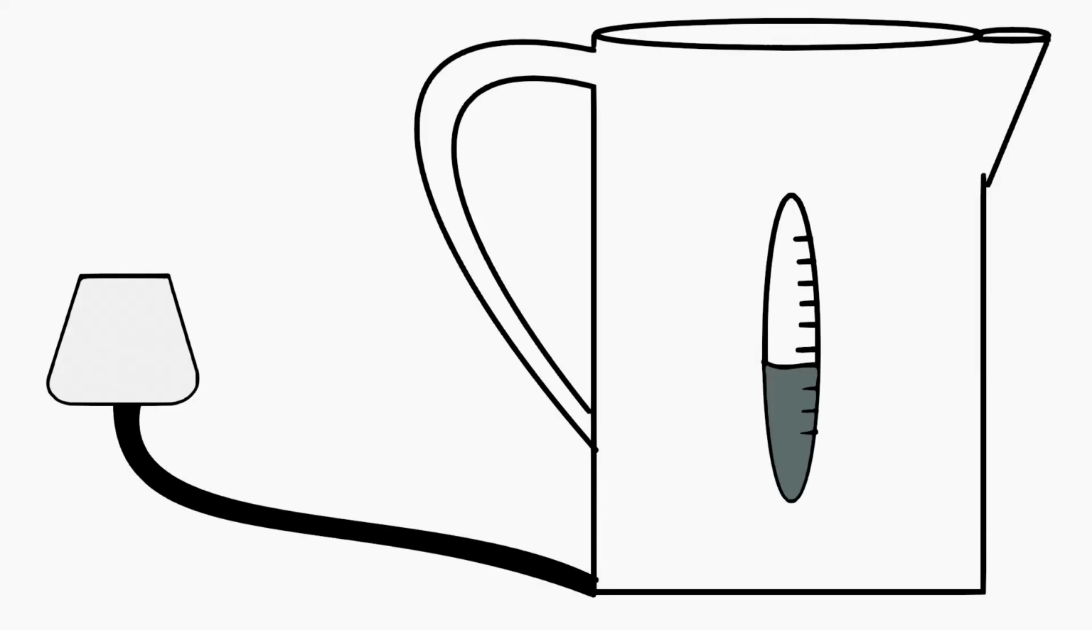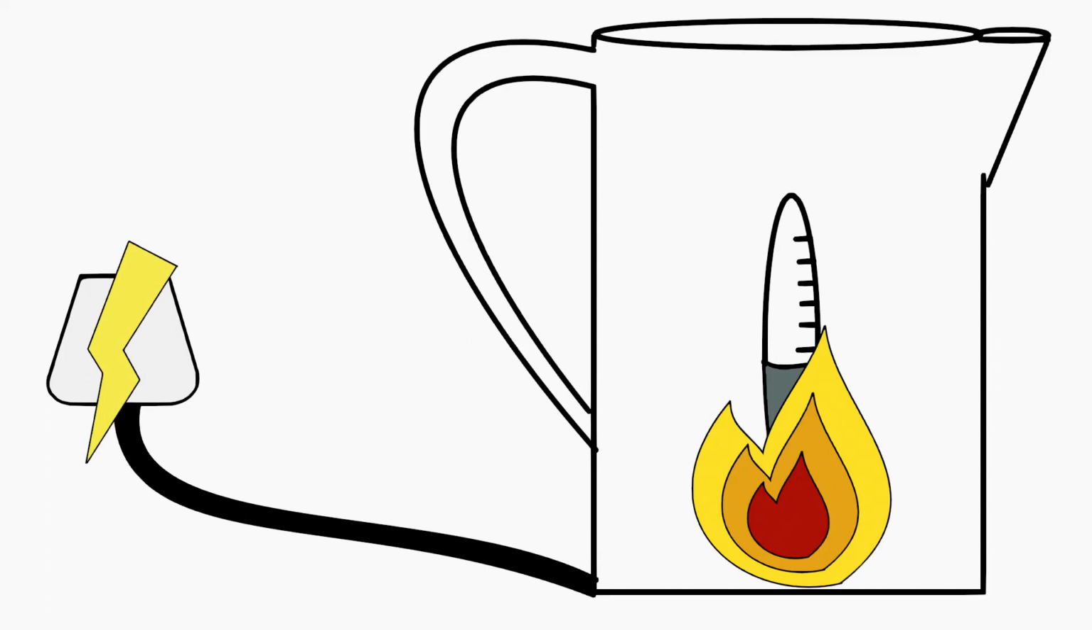So one example is boiling water. Energy is being transferred from electrical energy to thermal to heat the water, and it is being transferred electrically.